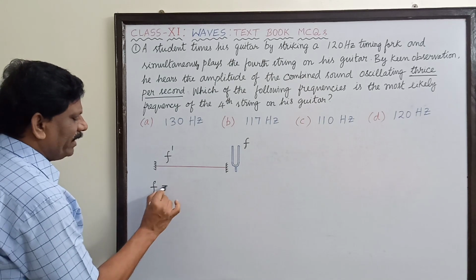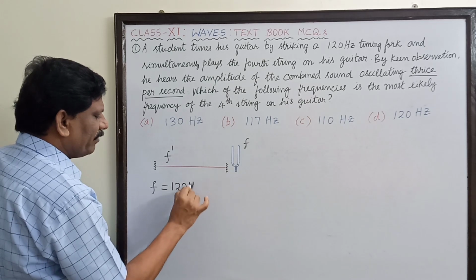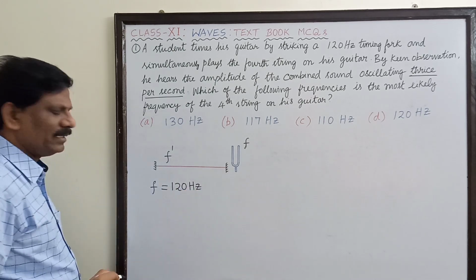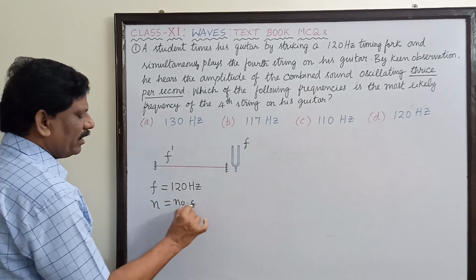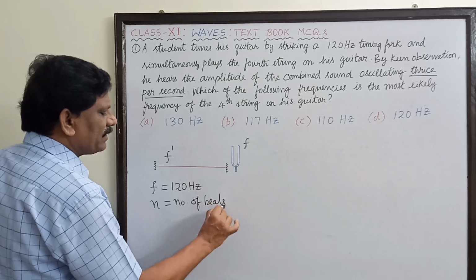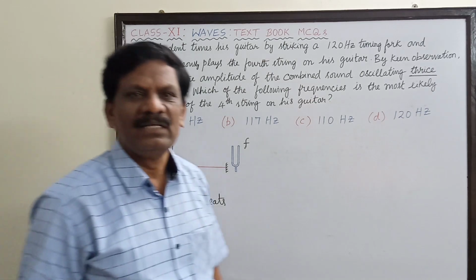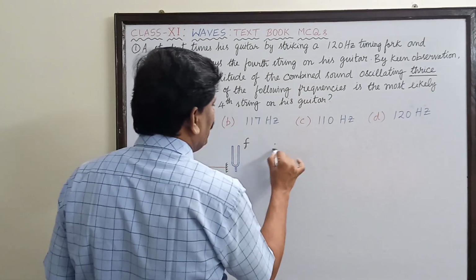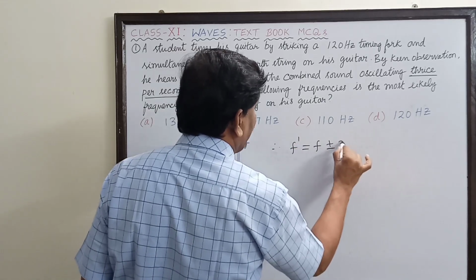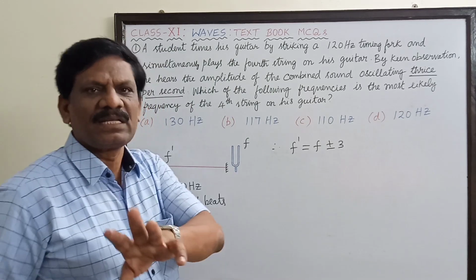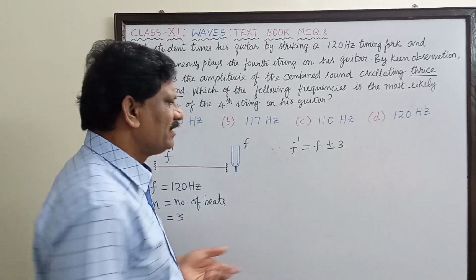The given value of the tuning fork's frequency is 120 Hertz. So F is equal to 120 Hertz. Now the number of beats produced per second is equal to 3, is it not? Therefore the frequency of the fourth string of the guitar must be equal to F plus or minus 3. These are the only possibilities. Either it should be F plus 3 or the other possibility is F minus 3.